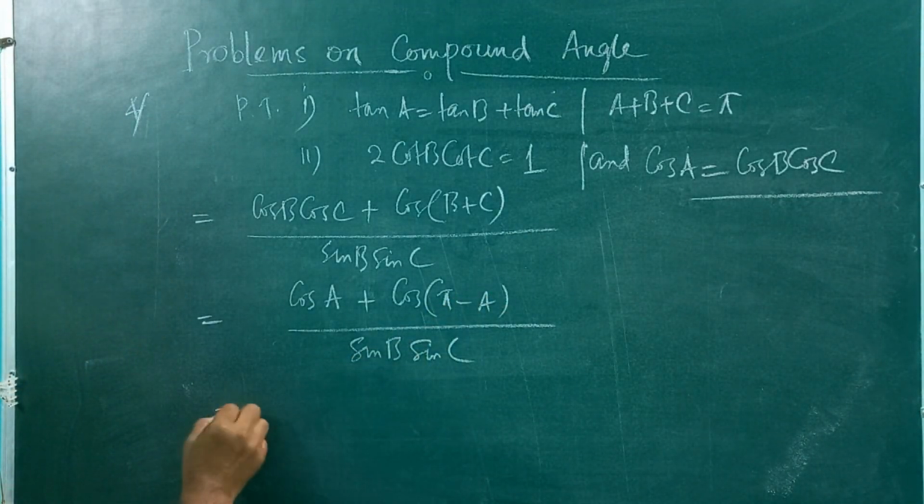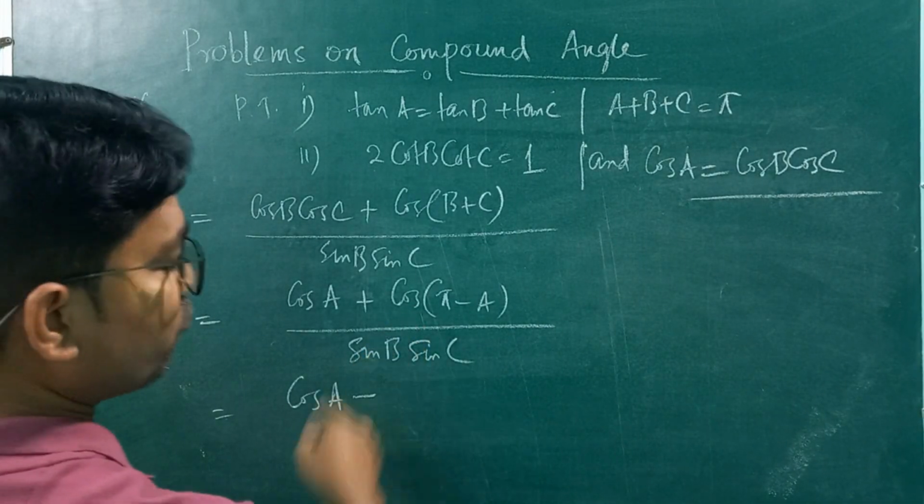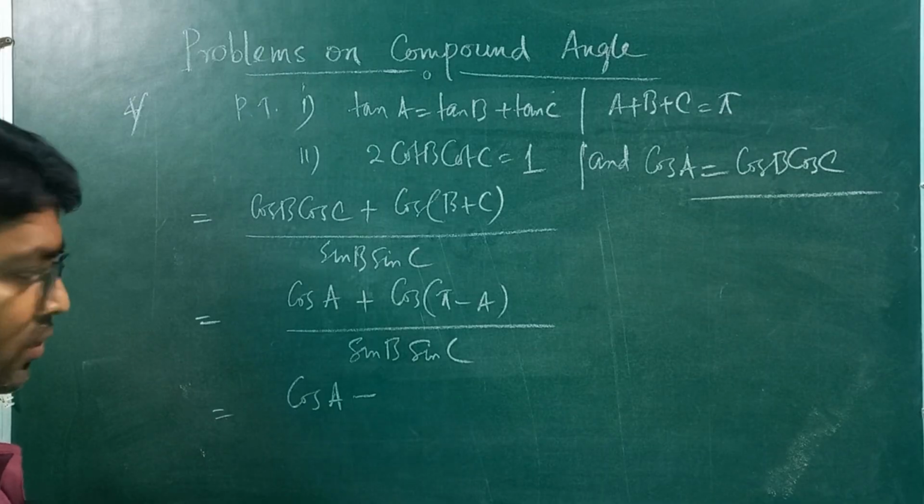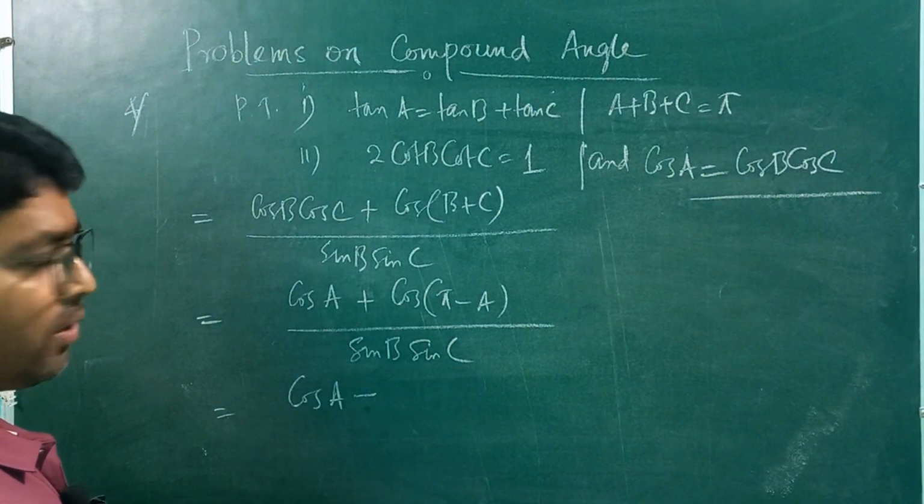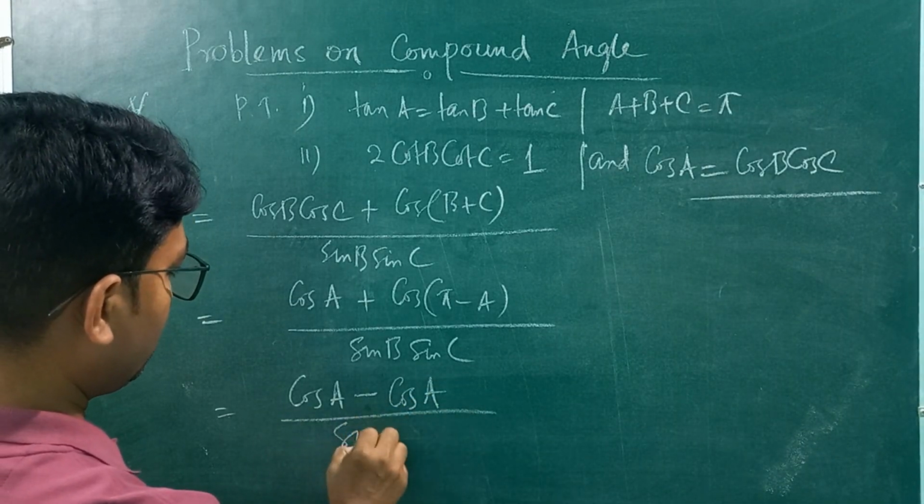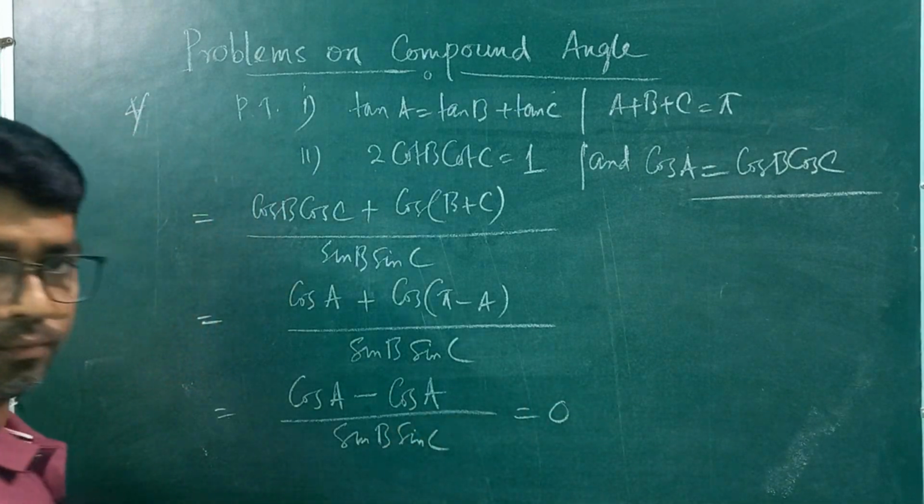Now what is cos(pi minus A)? Pi minus A is also in the second quadrant, and in the second quadrant cos is negative. So its sign will be minus, as this one is an even multiple of pi by 2, so cos will remain cos, by sin B sin C. This one is 0.